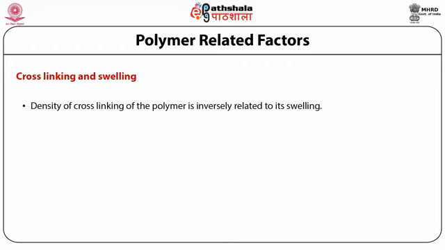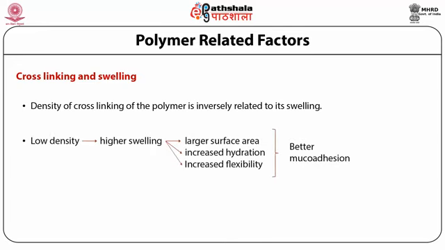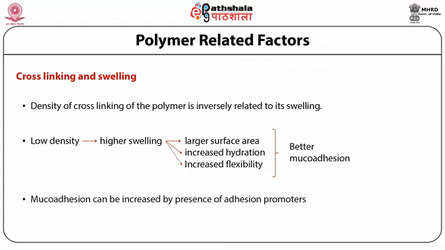The density of cross-linking of the polymer is inversely related to its swelling. Low density leads to a high degree of swelling and thus larger surface area and better mucoadhesion. It also leads to increased hydration rate and increased flexibility. However, increased hydration and swelling may lead to a slippery surface of the polymer, which may result in its rapid removal from the biological substrate, decreasing the retention time. The mucoadhesion can further be increased by including adhesion promoters such as polymers grafted onto the preformed network and free polymer chains.